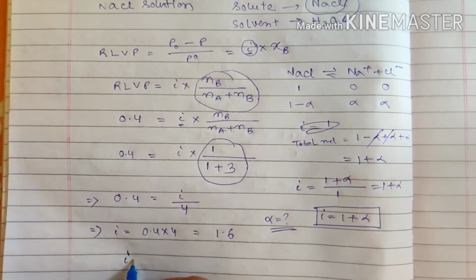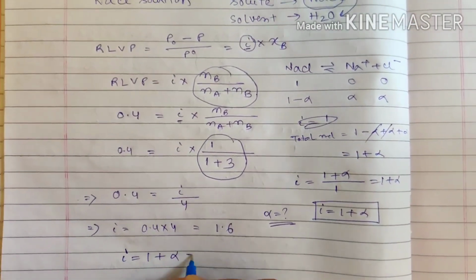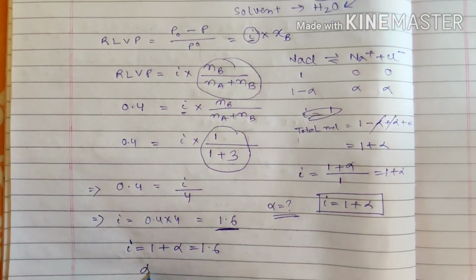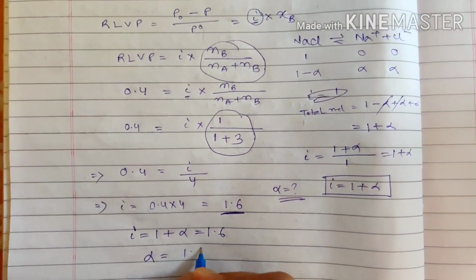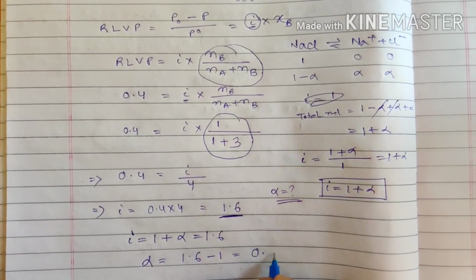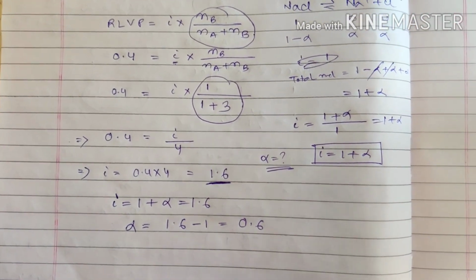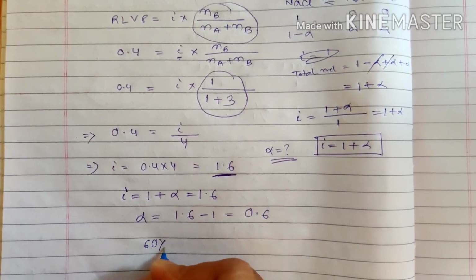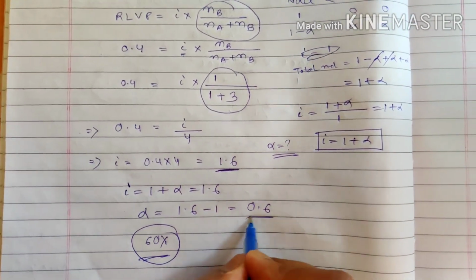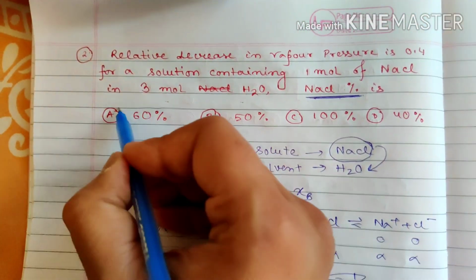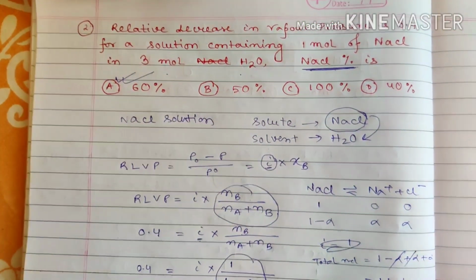Now, i is equal to 1 plus alpha is equal to 1.6, because the i value we have already calculated. So the value of alpha should be 1.6 minus 1, which is 0.6. As we know, we always calculate that in percentage. So it is 60% dissociation because it is 0.6. So as per the given question, you can see option A is the correct one.